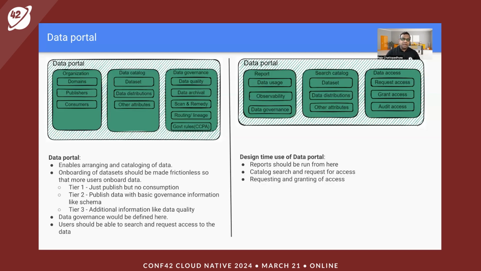Hence the tiers: just publish but no consumption; publish data with basic governance information like schema; and tier 3, additional information like data quality. Besides supporting the publisher and consumer, the data portal would need to support other use cases like reporting, searching, and access request.